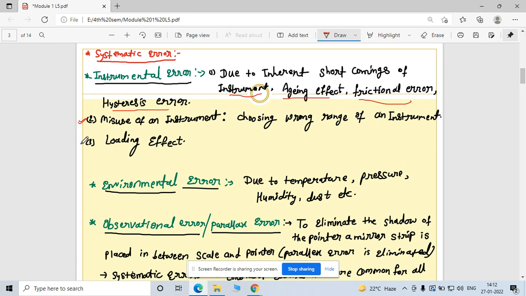And third is the loading effect. Some more errors also come under this instrumental error, for example, limiting error and guaranteed accuracy error. All these errors come under instrumental error. Second is environmental error.